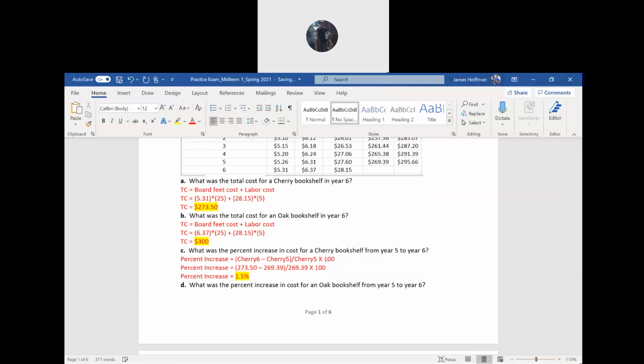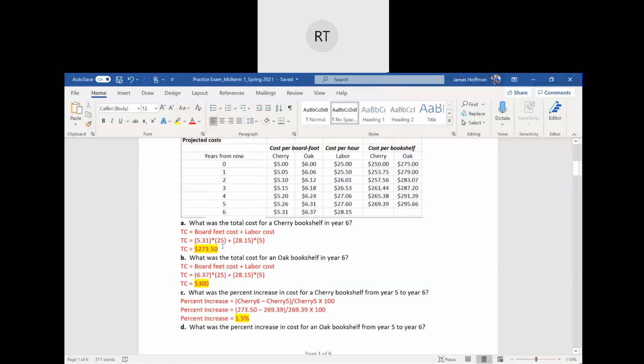Wait, Professor? Yes. Where'd you get the 273.5? Oh, so we calculated that. That's the value that goes here for year 6 for cherry, and that was the question you had to calculate for part A. So that's from right here. Oh, yeah.